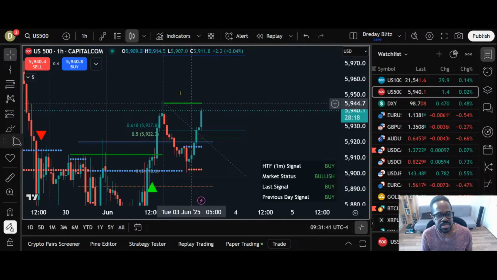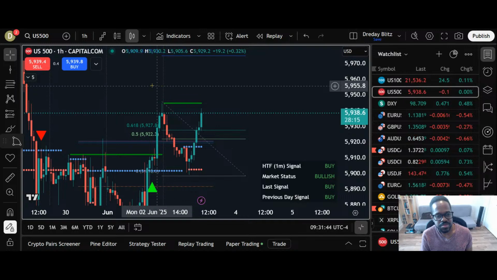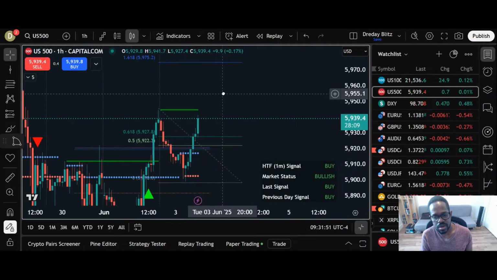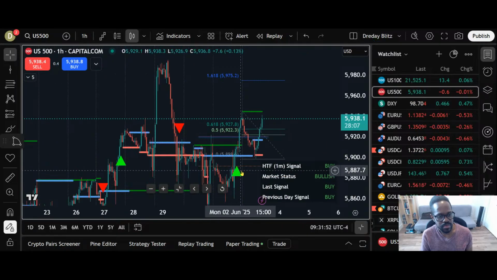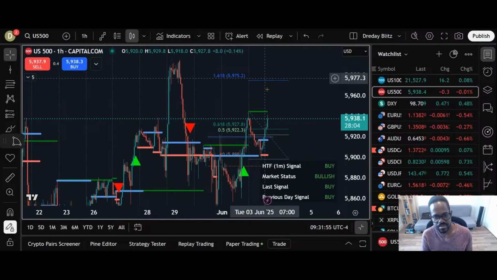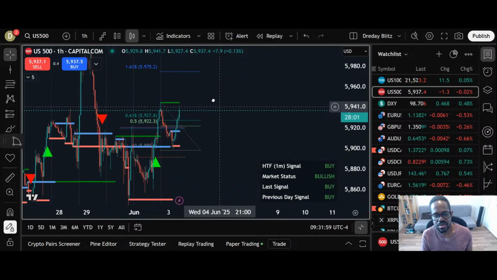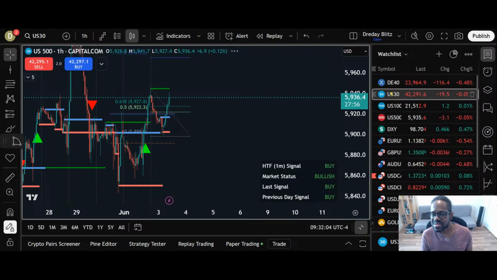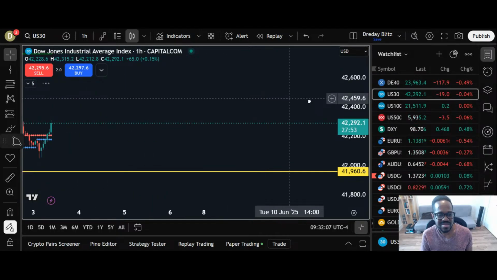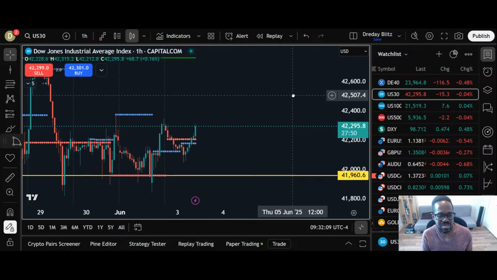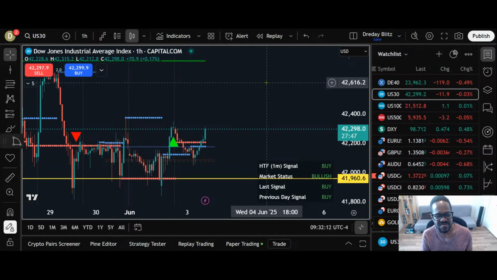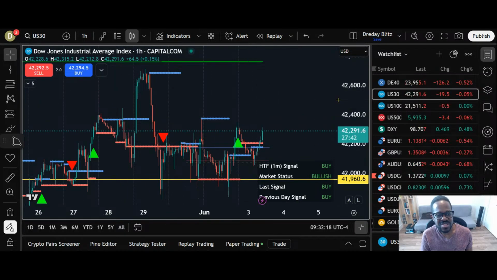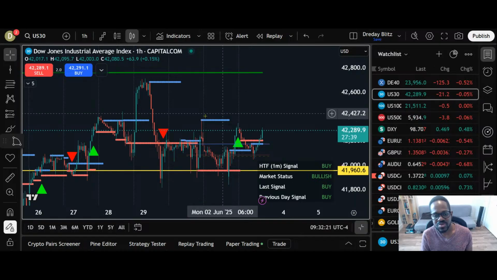So we'll see exactly if it's going to break this previous high, because that was the last high or low off of that move, that big move up. That was the high or low. So we'll see exactly if it wants to break that. So US30, same thing. Still bullish here. So it may start to go up.